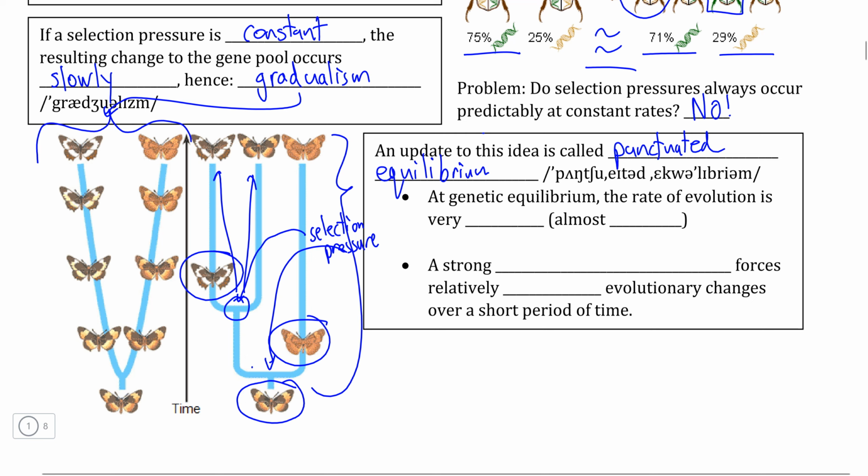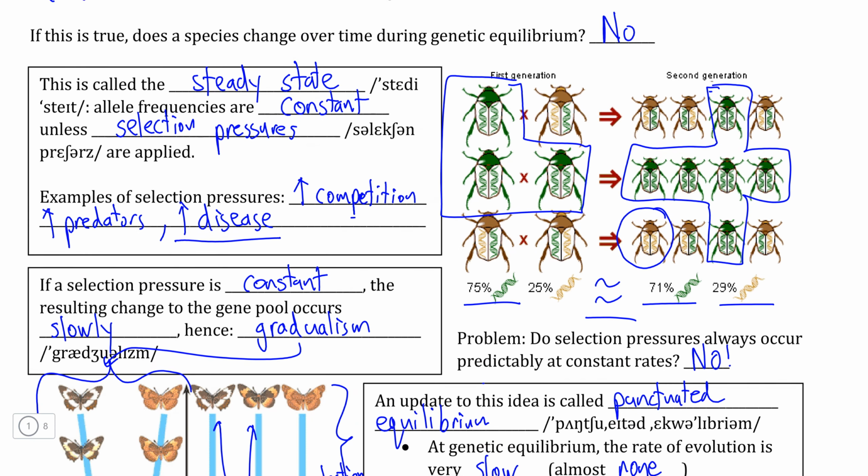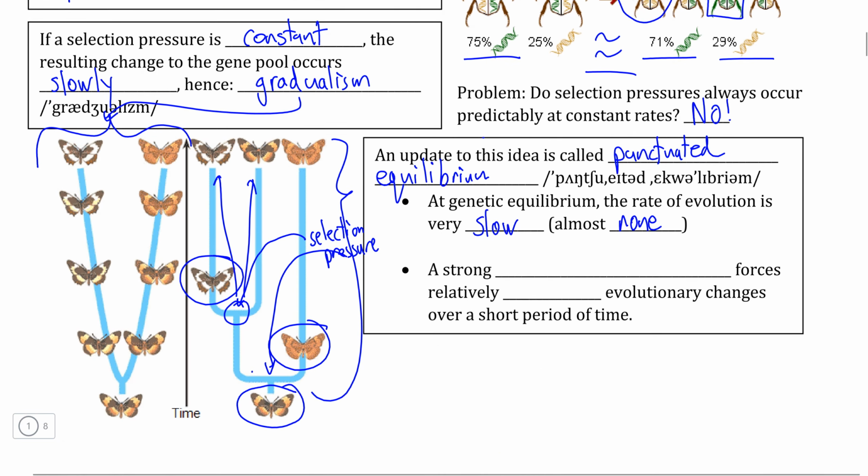But the general trend in punctuated equilibrium is when genetic equilibrium is in existence, when we have these steady state conditions that exist, the rate of evolutionary change is very, very slow. In fact, there is almost no evolutionary change that occurs, because if there are no selection pressures, that implies that the population is well adapted to being able to find resources and reproduce without any particular trouble.